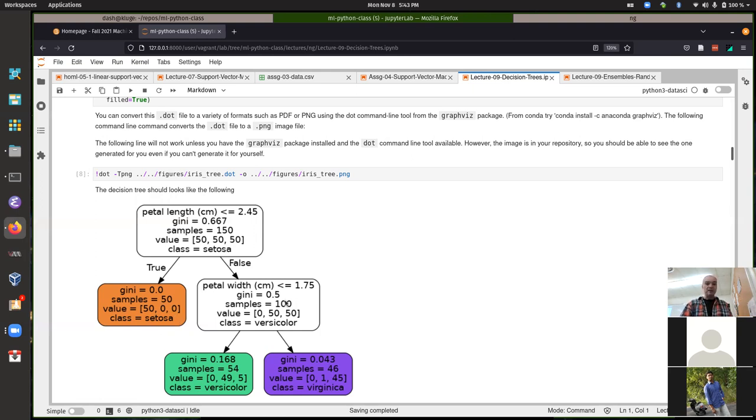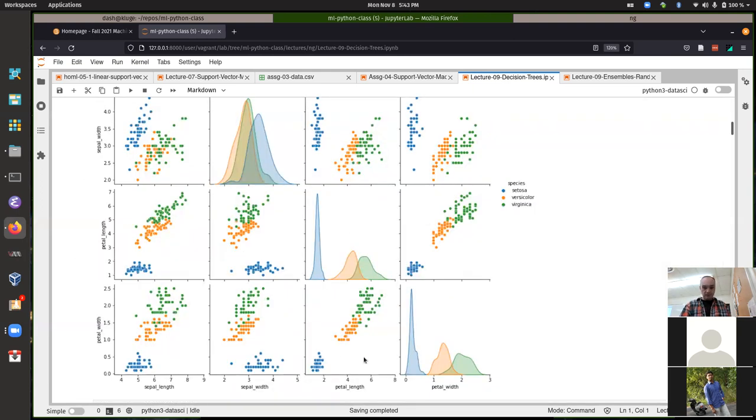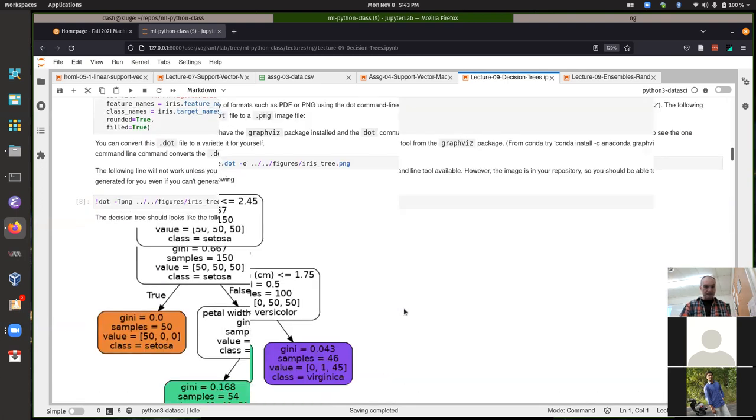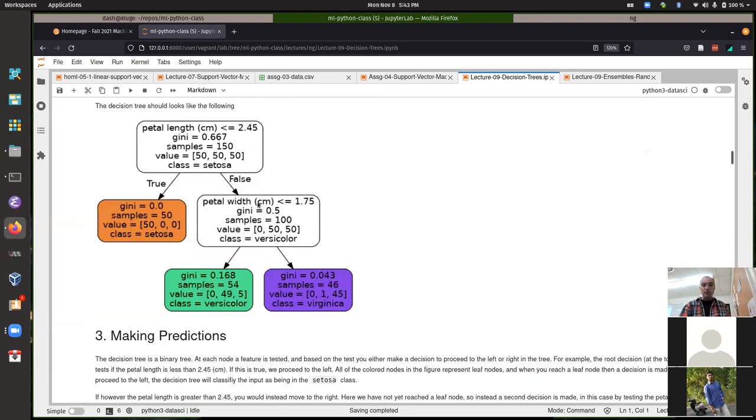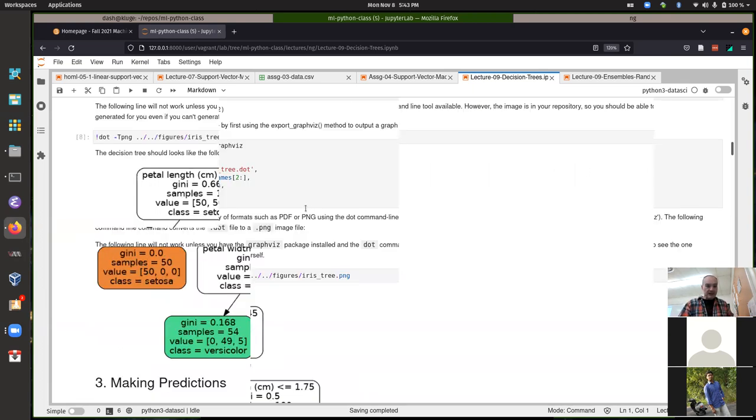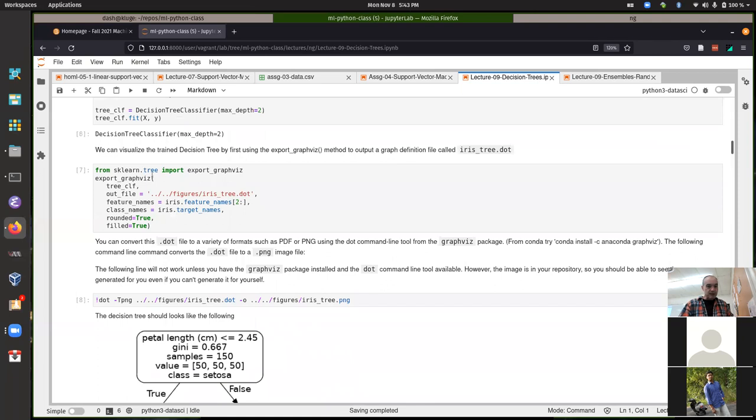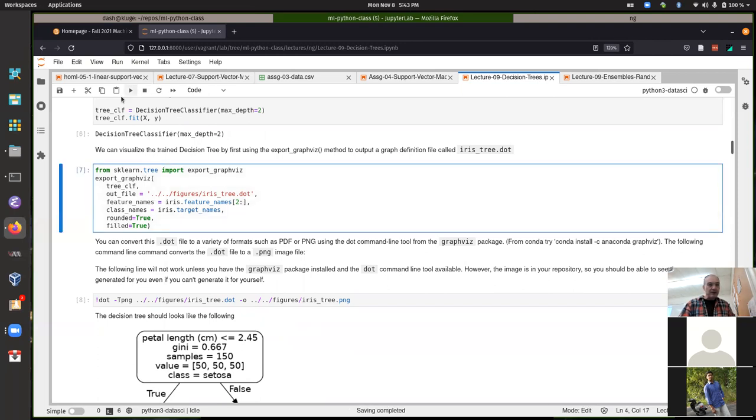If the petal length is greater than 2.45, we're over to the right over here, right? So we've got a combination of these two things. Here again, it uses petal width. If you rerun this, you can try regenerating this. I can't remember if I... I mean, this should work. So let me reach out to the notebook here.